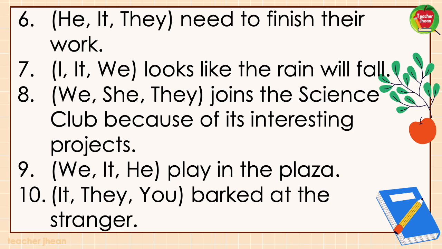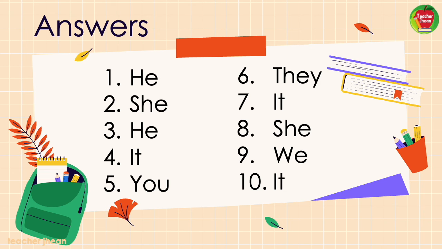6. He, it, they need to finish their work. 7. I, it, we looks like the rain will fall. 8. We, she, they joins the science club because of its interesting projects. 9. We, it, he play in the plaza. 10. It, they, you barked at a stranger. Here are the answers. I hope you get them all correct.